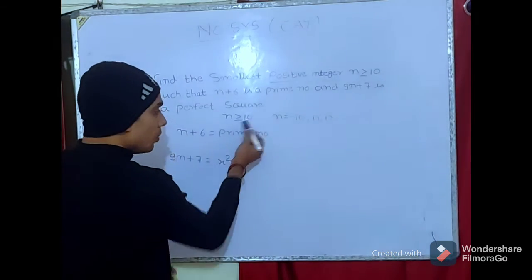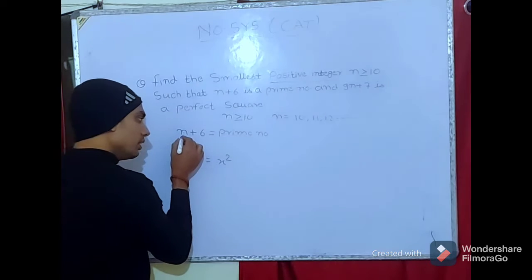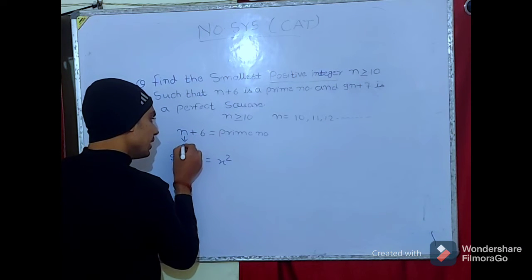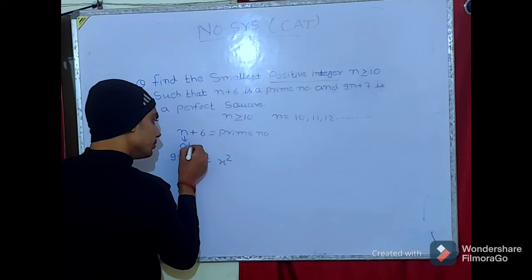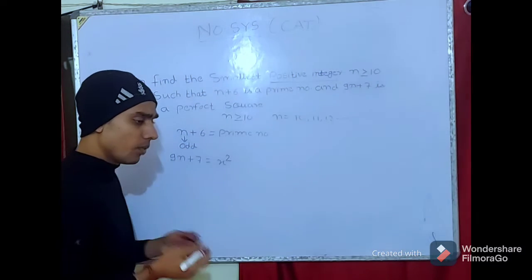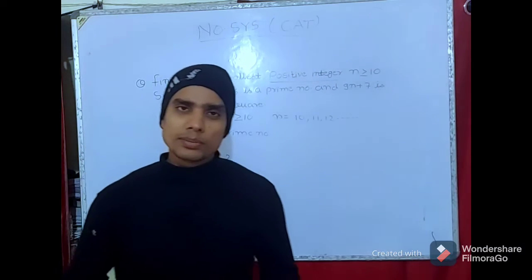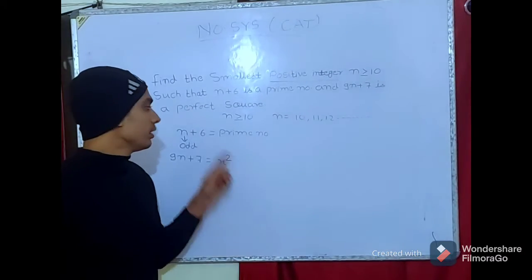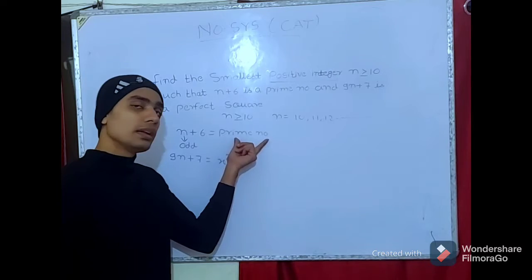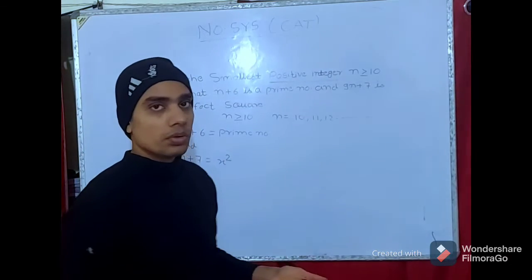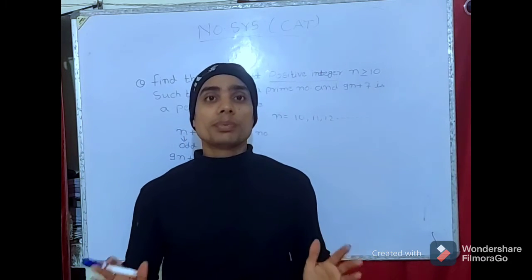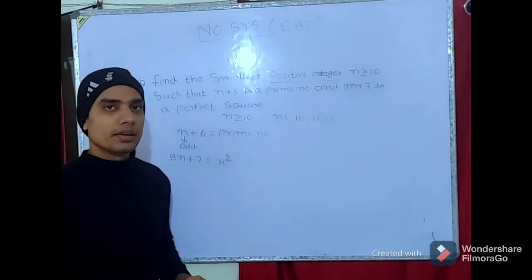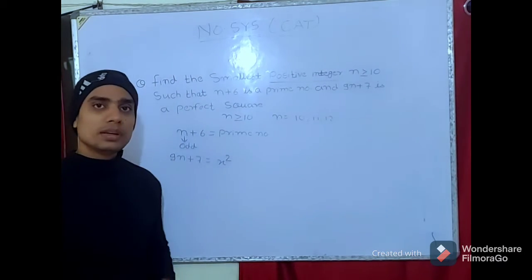n is greater than or equal to 10. See this equation: n plus 6 is a prime number. So we can say that n must be odd. Why must n be odd? Because if we put an even value of n, then even plus even is an even number, and except 2, no even number is a prime number. So we cannot put an even number here. We can put an odd number here.